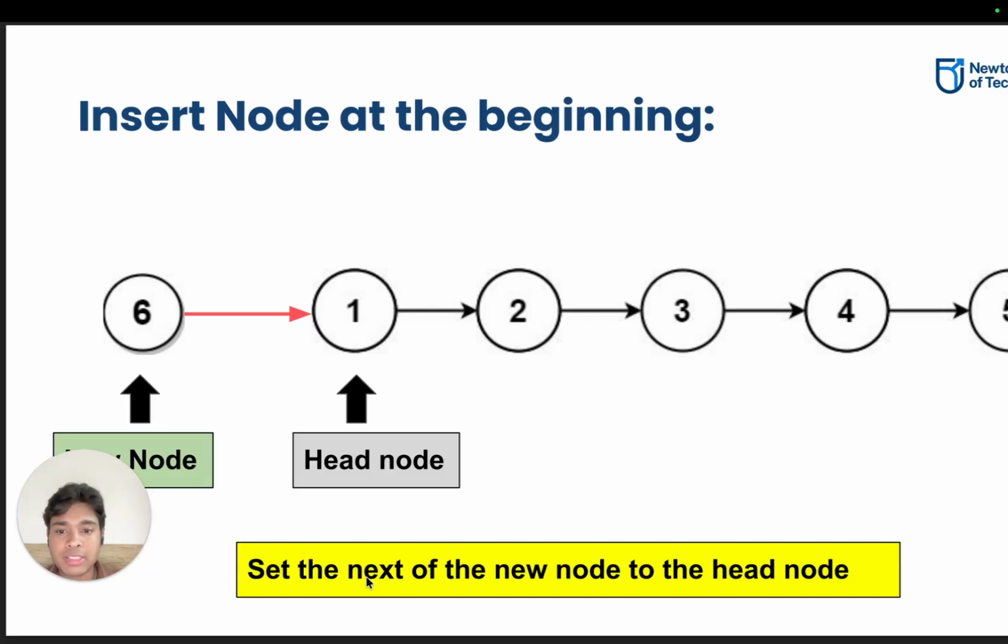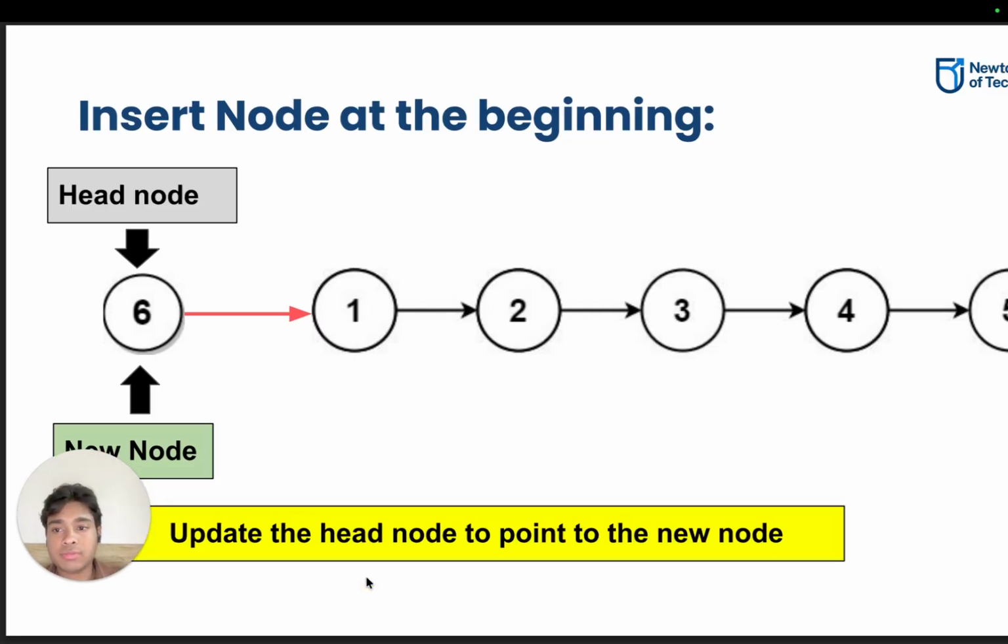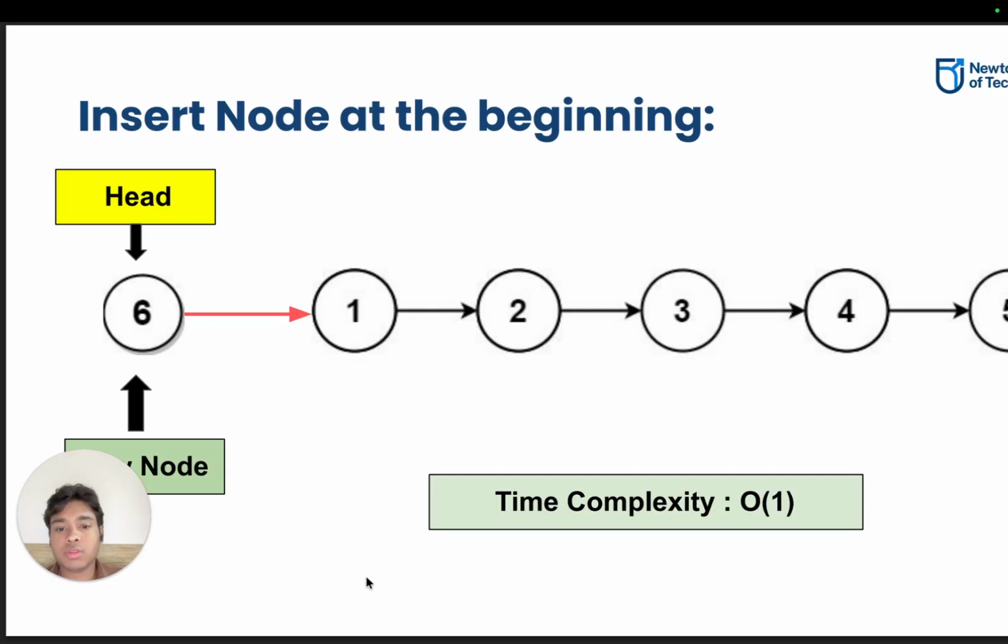Okay, so basically what we have to do is make 6 the head node, and make 1 the head's neighbor. So now the head node is 6 and the next node is 1. Update the head node to point to the new node. The time complexity is O of n.